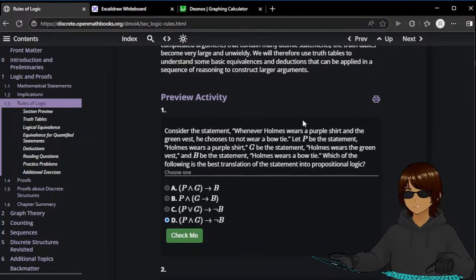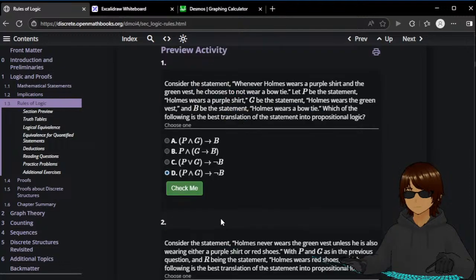Consider the statement: whenever Holmes wears a purple shirt and the green vest, he chooses to not wear a bow tie. Let P be the statement Holmes wears a purple shirt. G be the statement Holmes wears a green vest. B be the statement Holmes wears a bow tie. Well, he did not wear a bow tie, which is the best translation. So P and G, if this, then this, then not B.